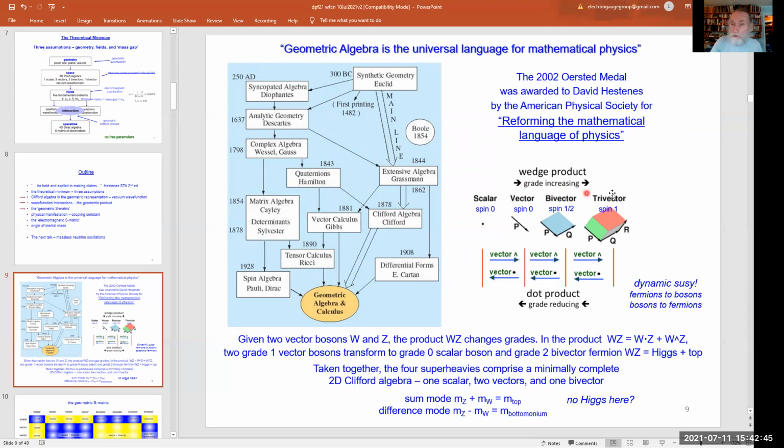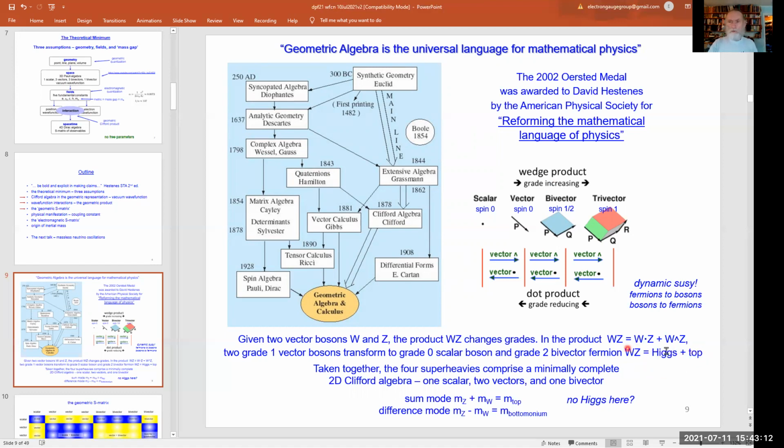The wedge product increases dimensionality. The dot product reduces dimensionality. So we have dynamic supersymmetry here. In the interactions, for instance, if we start with two grade 1 vector bosons and multiply them together, what comes out is a grade 0 scalar boson and a grade 2 bivector fermion. WZ equals Higgs plus top.